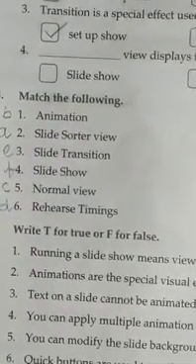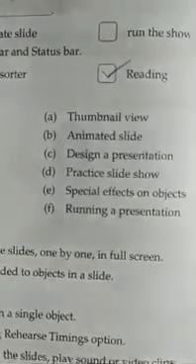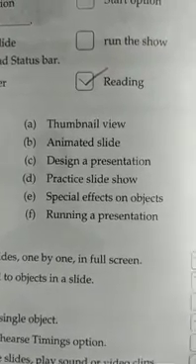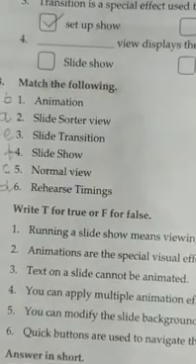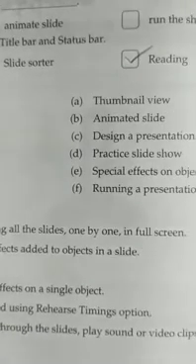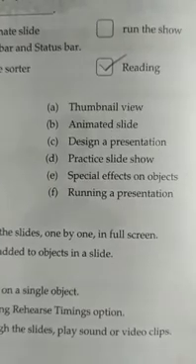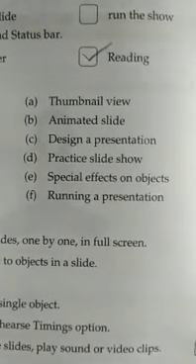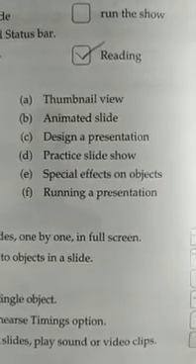Okay, now the third one, slide transitions. So the correct answer is E. See here, slide transitions is the special effect on the objects. Okay, and now F, the fourth one, slide show. So for slide show, the correct answer is F, running a presentation. Whenever you do a slideshow, your slides run and you can see them on the full screen.